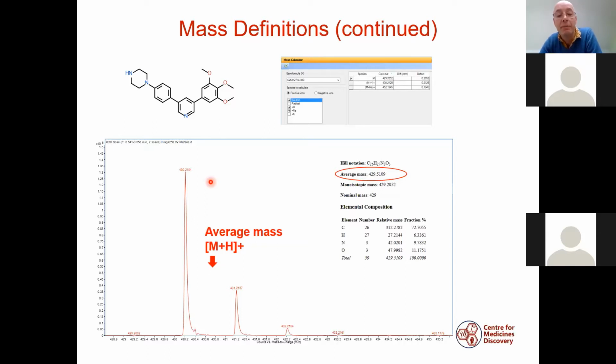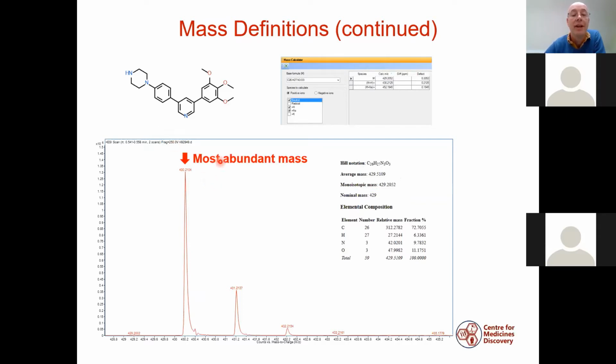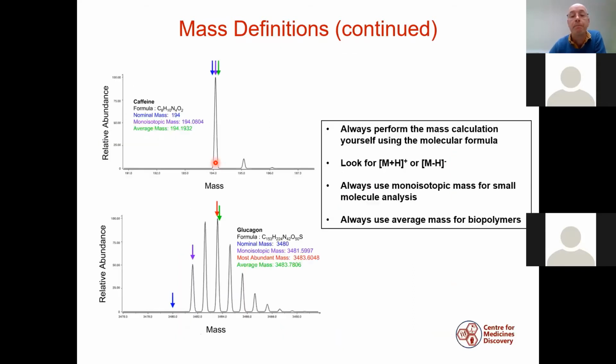We don't use the average mass because, as you can see, we can't actually measure it. There is nothing there to measure at the average mass for a small molecule. This is the nominal mass, 429. And in this case, the monoisotopic mass is also the most abundant mass, but that is not necessarily the case. That holds for small molecules, but once you get over a mass of about 1,000 Daltons, then the most abundant mass is not going to be the monoisotopic mass.